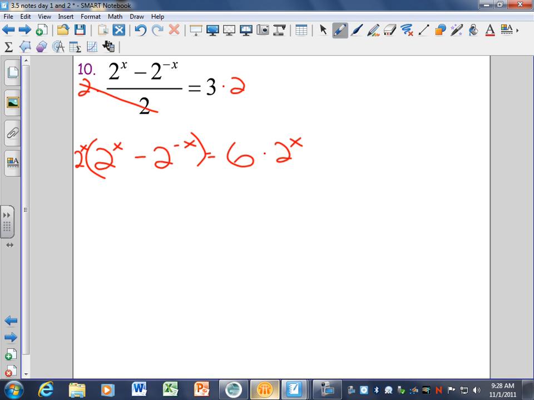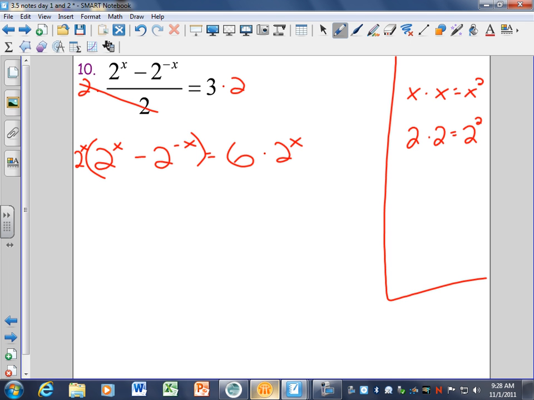Let's take a little sidebar here. This is my little way of using other algebra that we know how to do to think about how to do this. If I have x times x, what do I get? X squared. If I have 2 times 2, we know that's 4, right? But if I was going to write it as 2 to the what would I write it as? 2 to the 2, right?